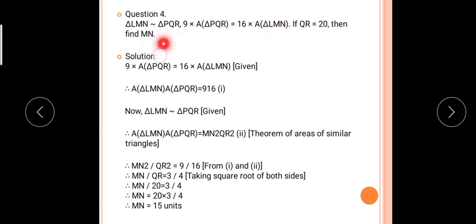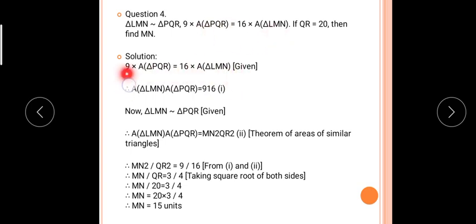Now see question number 4. Triangle LMN is similar to triangle PQR. 9 into area of triangle PQR is equal to 16 into area of triangle LMN. If QR is equal to 20, then find MN. Students, very simple. Firstly, what is given, that you have to write.